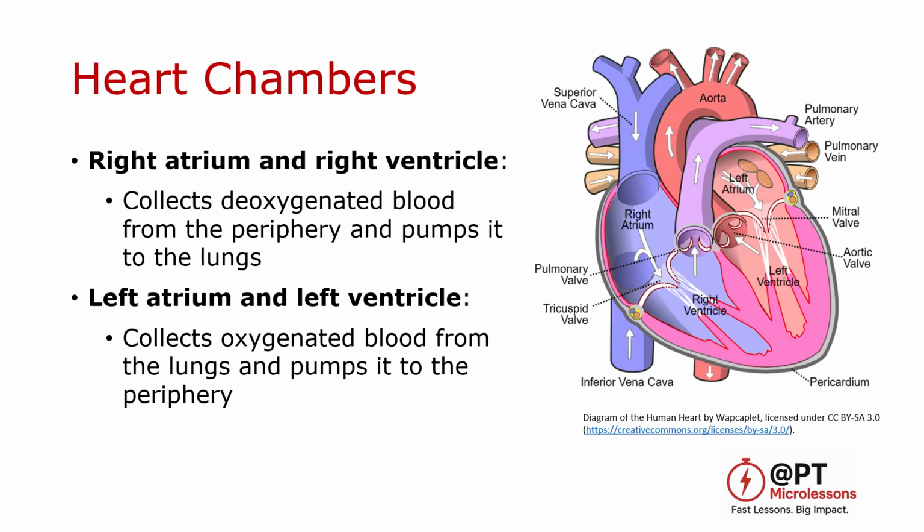Next, we will look at the heart's four chambers. The right atrium and right ventricle receive deoxygenated blood returning from the body and pump it to the lungs for oxygenation. The left atrium and left ventricle receive oxygenated blood from the lungs and pump it through the systemic circulation to supply the body's tissues.